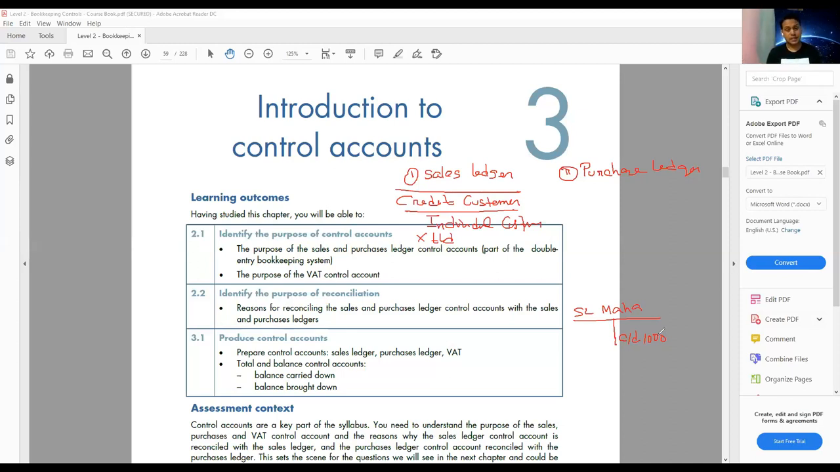Now let's say your manager says, okay, I understand we're expecting £1,000 from Maha. How much is due from all the customers? Let's say you have 1 million customers. You are a British Gas provider, you have millions of customers. Now, for every single customer, we have a T account, meaning the ledger account. Now, is it possible to add all the balances c/d one by one?